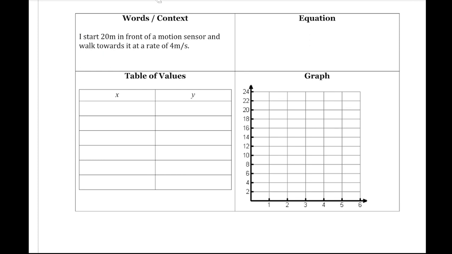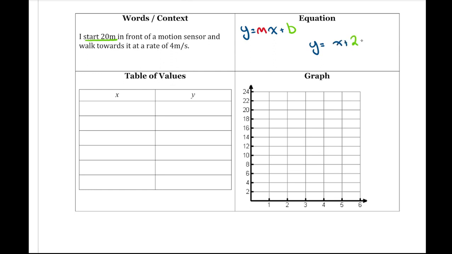Let's try to jump right to the equation. Again, we know it'll be y equals mx plus b, right? Again, m being the slope and b being the starting value or the y-intercept. From our context or the words, we can already see what we start at. We start at 20 meters. So we know our starting value is already going to be 20.